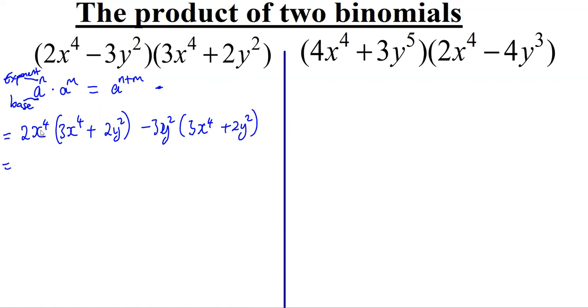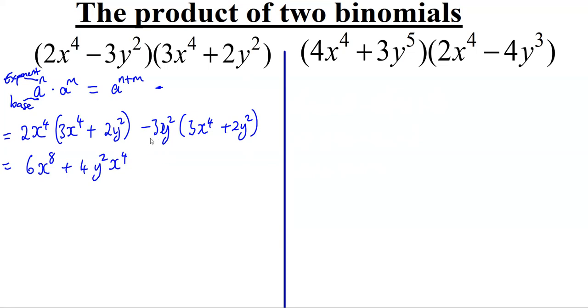Then from there we're going to say, okay, 2 times 3 we get 6. Now x to the power 4 times x to the power 4, remember we are adding the powers here, the exponents. 4 plus 4 you get 8. It's going to be x to the power 8. Then for this one here, 2 times 2 is going to be plus 4, then y squared x to the power 4.